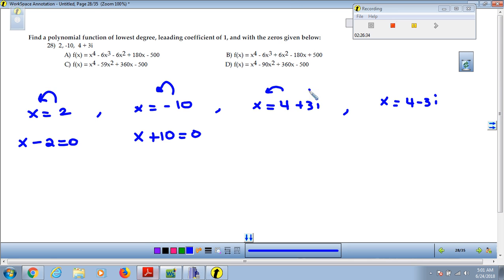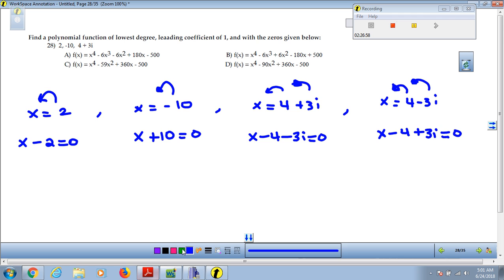When I move this one here, the 4 and the 3i to the other side become minus and minus, because both were positive, so they became negative. And here, the 4 became a negative, but the -3i became a +3i.